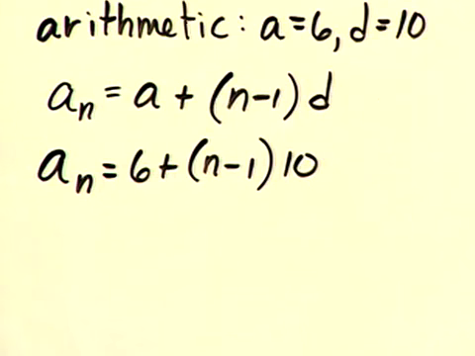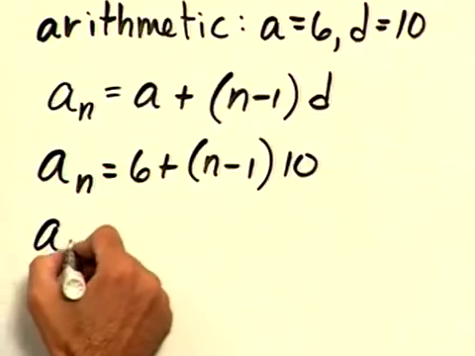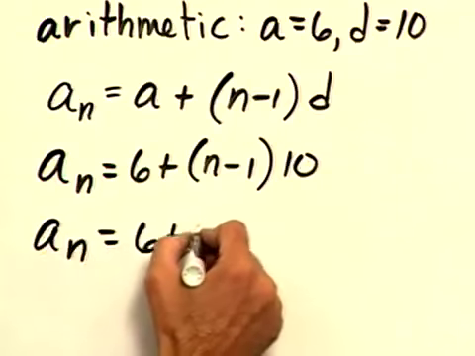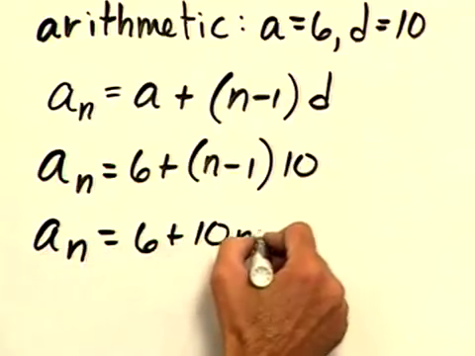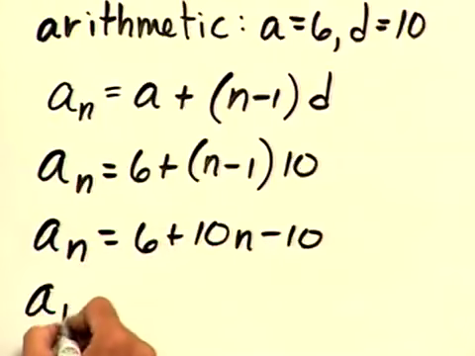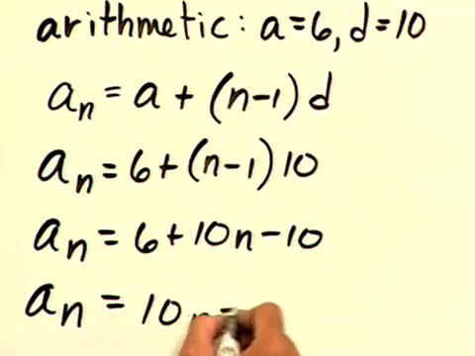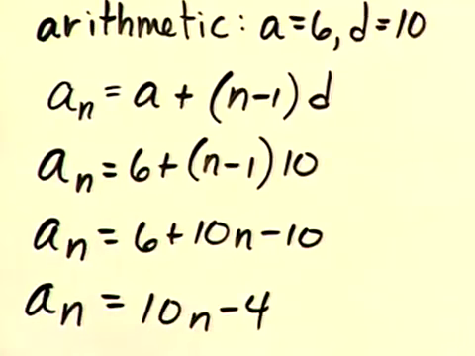We can simplify this, however, so let's do that. a sub n is equal to 6 plus 10n minus 10, which is a sub n is equal to 10n minus 4. So this is the general form for the nth term of this sequence.